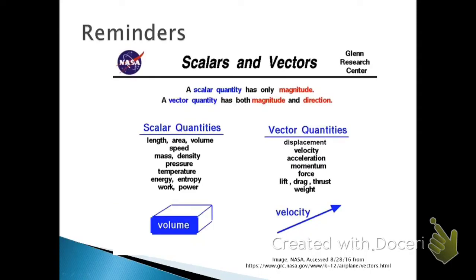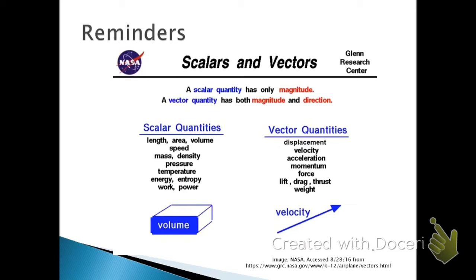I wanted to just put up a quick reminder about what a scalar is and what a vector is. And I looked on images and found this beautiful picture from NASA that honestly explains exactly what I was hoping to get across. A scalar, as a reminder, only has magnitude, so that's just its value. When I say magnitude, I just mean a number. So a scalar will only have some number and its associated units, versus a vector having both magnitude and direction.